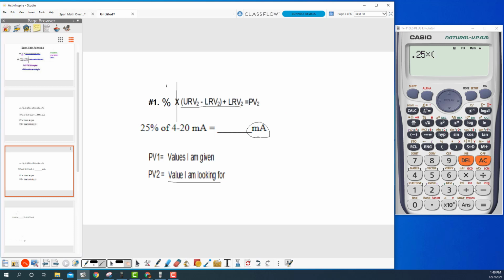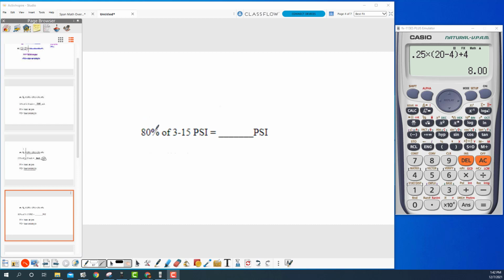So my upper range value number 2 is 20, minus my lower range value, which is 4. Look at the formula. So you close parentheses, plus my lower range value of milliamps, because that's what I'm looking for. What is my lower range? It's 4. So 25% of 4 to 20 milliamps is 8 milliamps. All right, let's look at another example.